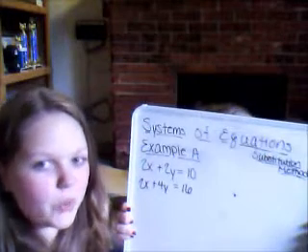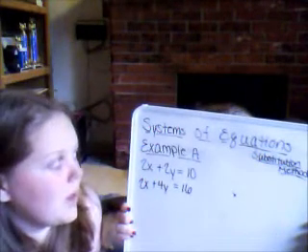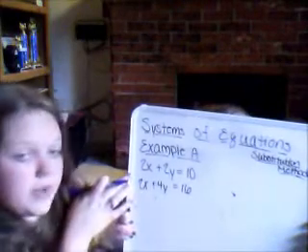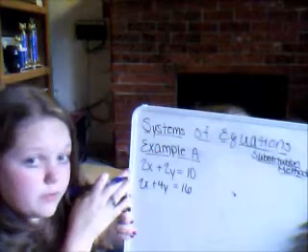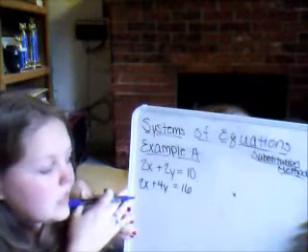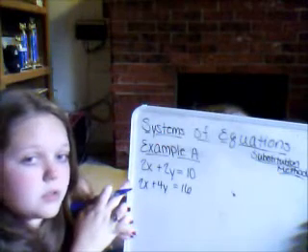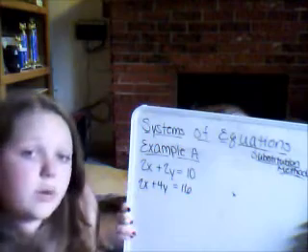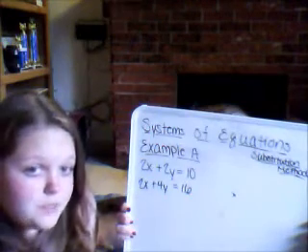Hi guys, so we're going to be doing the substitution method of systems of equations, and a system is when they give you two equations and you have to solve for both variables. I like to think of it as 3 steps. The first step is to isolate the variable of one of the equations. I like to isolate x first.